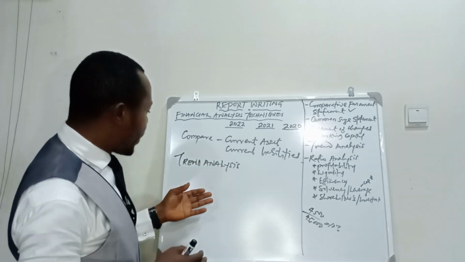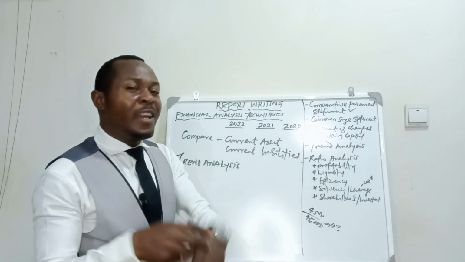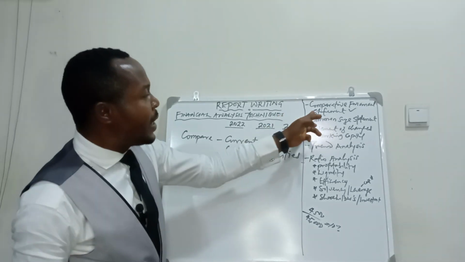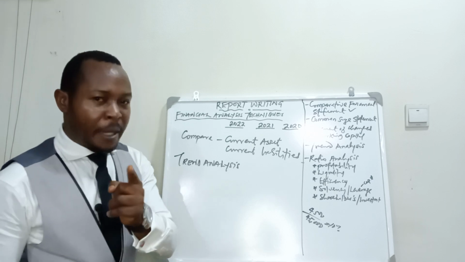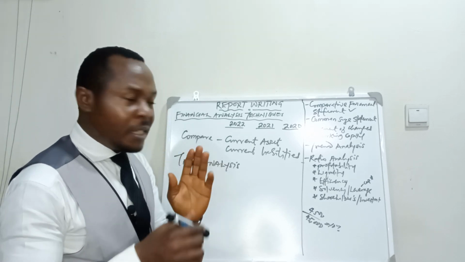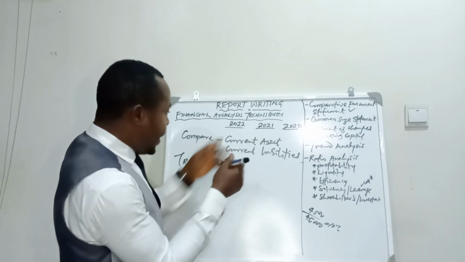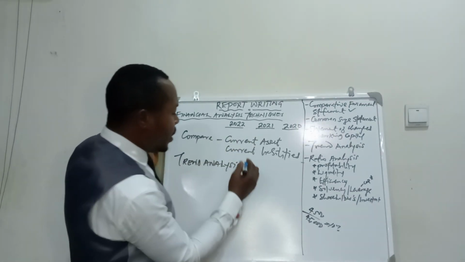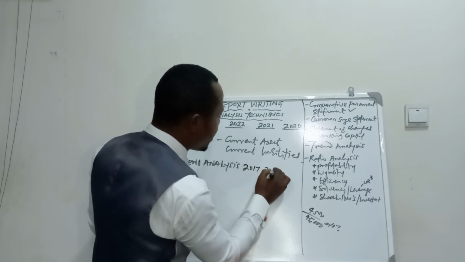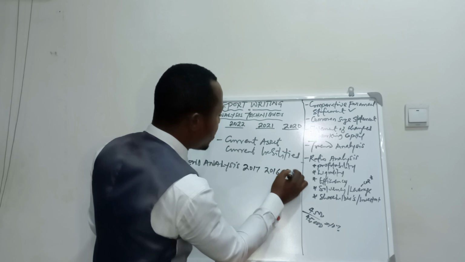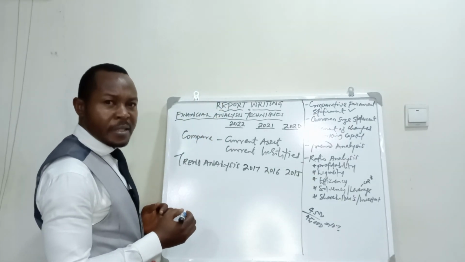You understand it? Okay. Now, trend analysis, what does it mean? Trend analysis is in a way similar to the comparative financial statement, but it is not the same. What is the difference? The similarity is this: here also you will be comparing years. You can say 2017, 2016, and let's say 2015. These are the years now, isn't it?